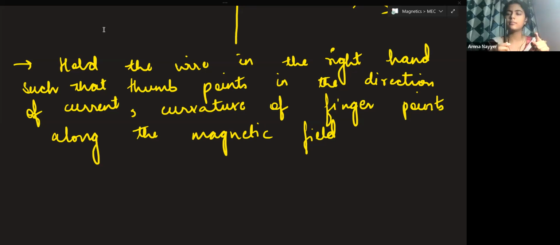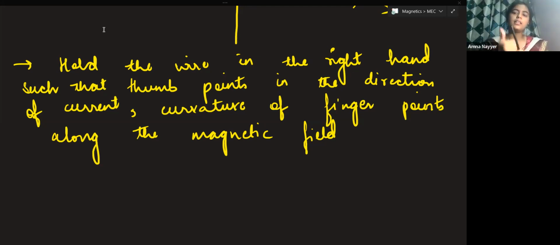For example, if I choose this point, my thumb is pointing outward, and at this point I will see my fingers are leading inwards. This is a random point I have taken. So the curvatures of the fingers are leading inwards. Similarly, you can take any point. You just have to look at the curvature of the fingers. Even if your current element is like this and the current is flowing in this direction, take your thumb along it, and the curvatures of the fingers give you the direction of the magnetic field.